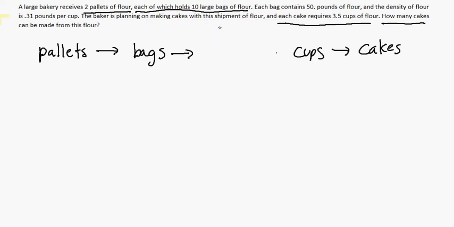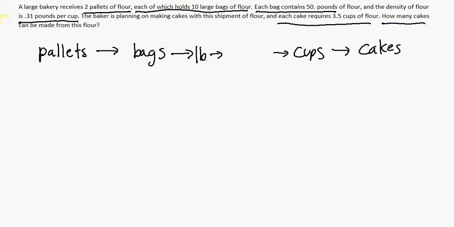So now to complete the analysis here, what I would see from this is that we have other information here, so I just go through and think about the other information provided. Each bag contains 50 pounds, and the density of flour is 0.31 pounds per cup. These two relationships tell us that we can take bags and convert that to pounds. And then pounds can connect to the cups. So taking that all the way through to cups.